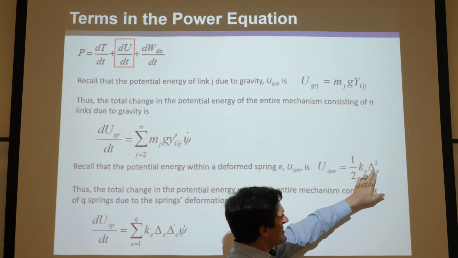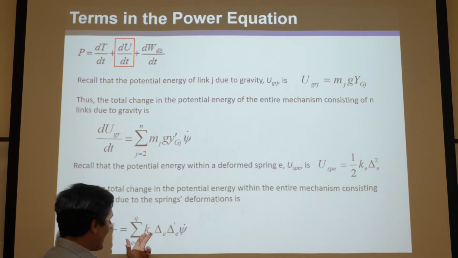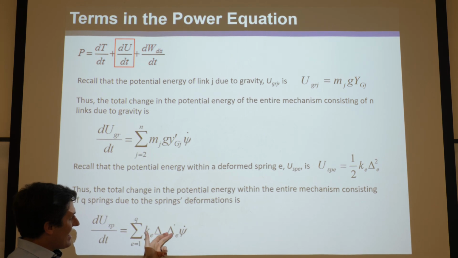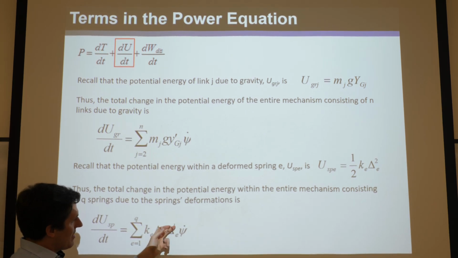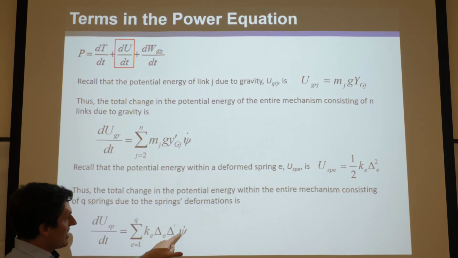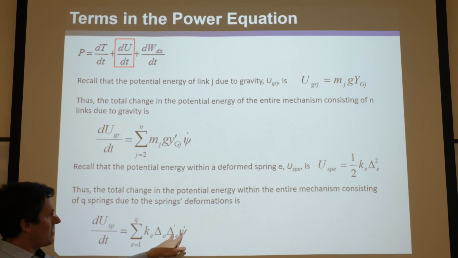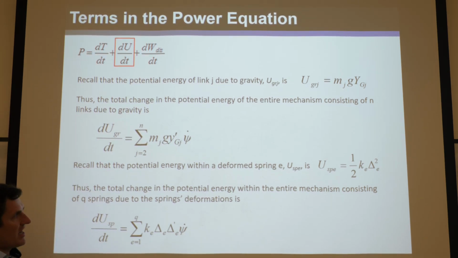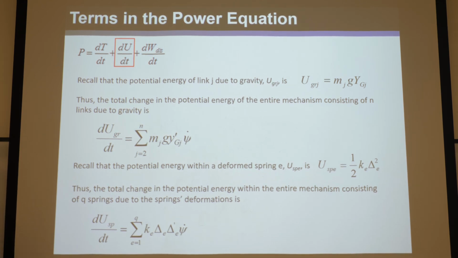You'd plug this in and take the derivative of that. So it's Ke delta E prime, the first order kinematic coefficient, times phi dot, and those things times each other is going to be, right, the velocity of how much that spring is deforming. Okay, so very good.